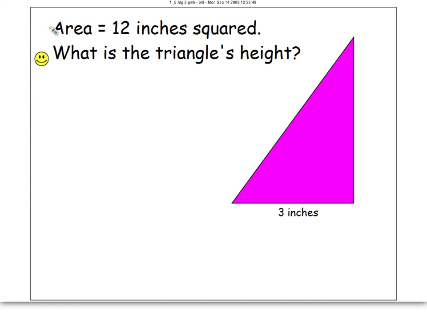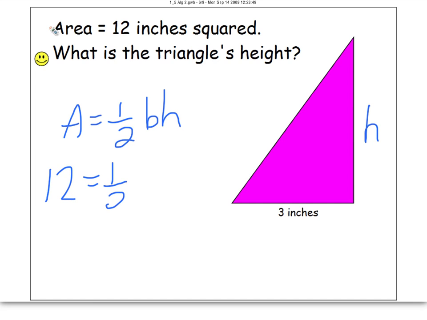Let's apply the area of a triangle. If the area of this triangle is 12 inches squared, what is the triangle's height, which is right here? Well, this is where it's handy. Area is 1/2 base times height. They're telling me the area is 12. I'm going to replace the 1/2. The base here is 3. I don't know the height. Can I solve for it?